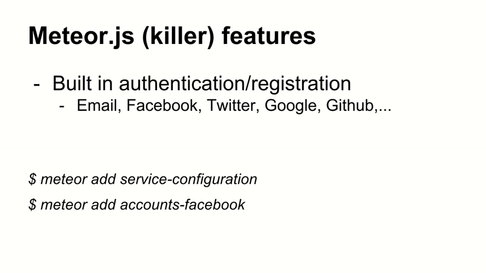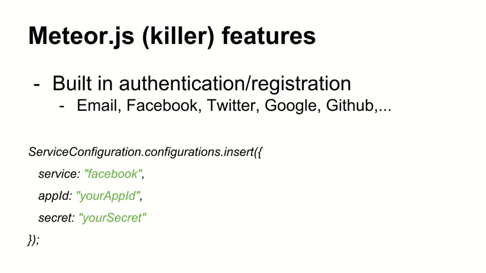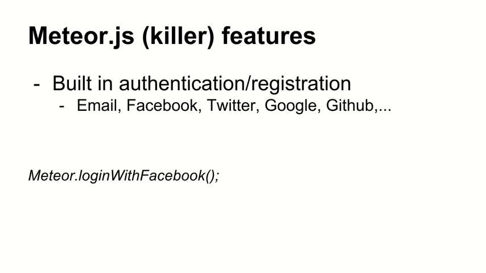Meteor has built-in authentication and registration. You can easily log in with email, Facebook, Twitter, Google, GitHub and more. Just add the service configuration package. For Facebook login, add the accounts Facebook package. Then just configure the Facebook service, add the application ID and secret, and you can use Meteor.loginWithFacebook to log in with Facebook.